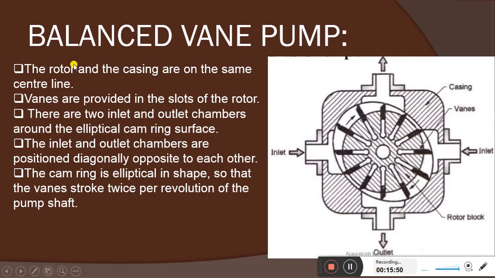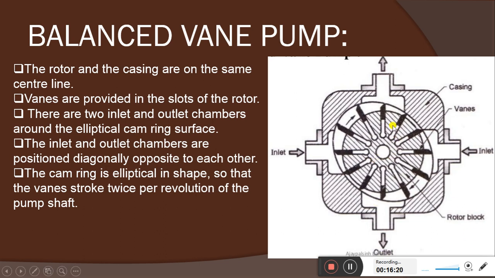Next we move on to the balanced vane pumps. Balancing here means there is no eccentricity in this type of pump. Earlier, in the unbalanced vane pumps, eccentricity had to be maintained for the discharge. Here we are not maintaining any eccentricity. Just by changing the design we have the balanced vane pump.